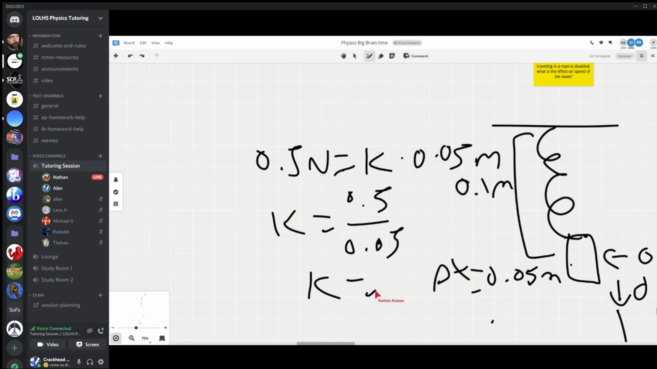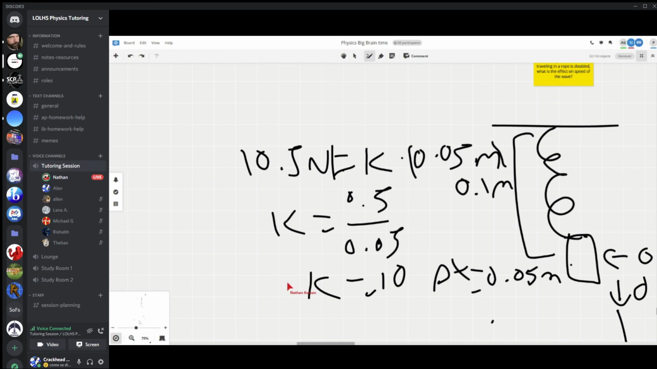Important to note, we're using magnitudes of force and displacement here. k is unitless, but it's designed to cancel, so its units don't matter. It will never be negative. K itself will never be negative. All right, so our spring constant is 10.